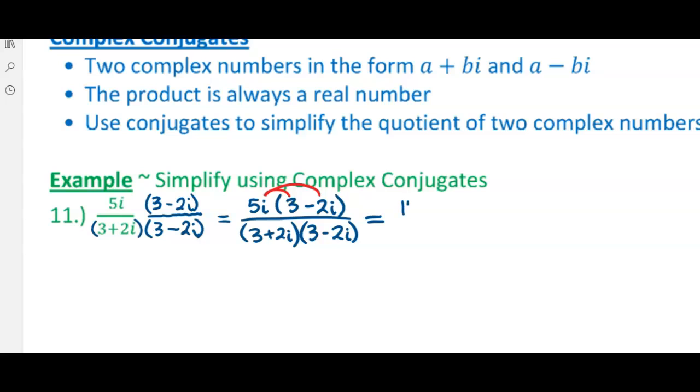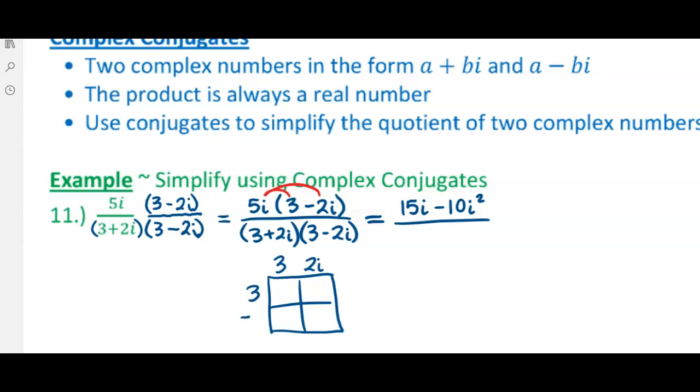5i times 3 is 15i. 5i times negative 2i is negative 10i squared. On the bottom, again, you'd either need to use the FOIL method or the box method, especially when you're starting out.